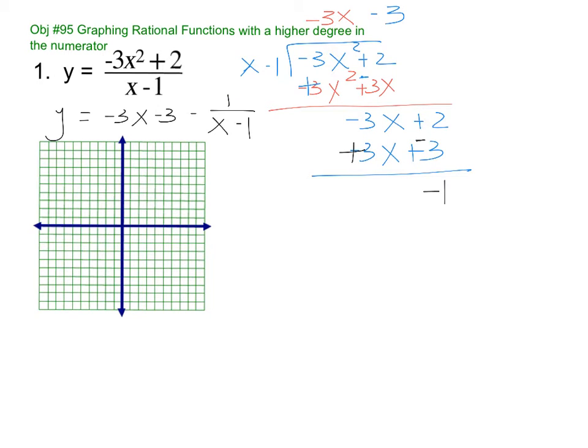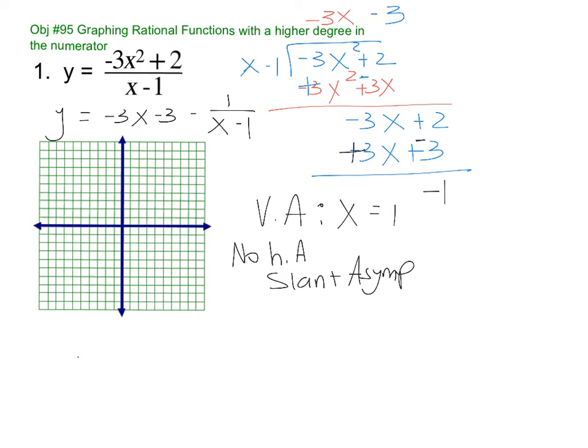That is my function. Right? So I have a vertical asymptote at x equals 1, just like before, but I do not have a horizontal asymptote. There's no horizontal. There is now a slant. We have our slant asymptote at y equals negative 3x minus 3. So I'm going to start by graphing the x equals 1. So there's my x equals 1.